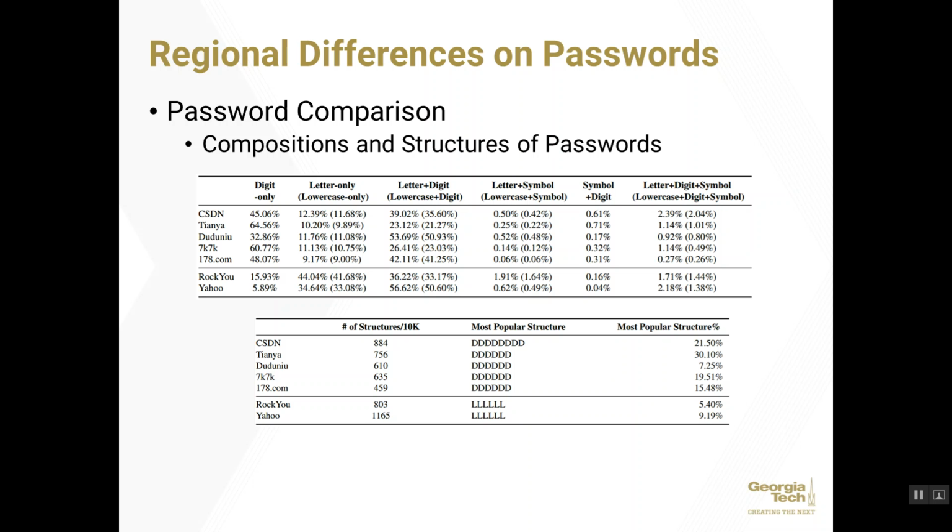For the compositions and structures of passwords, why do Chinese people prefer digits? Chinese characters have only about 400 kinds of pronunciation elements, ignoring the tones. So some pronunciations of some digits are similar to those of Chinese characters. Thus, the pronunciation of a sequence of digits may sound like a sentence. For example, the pronunciation of 520 sounds like I love you in Chinese.